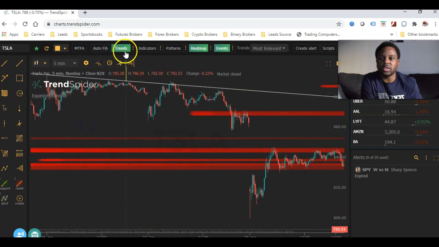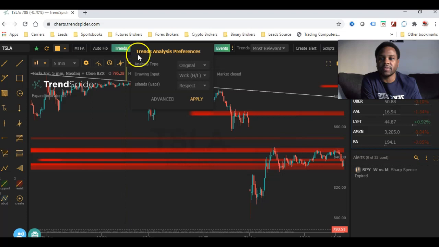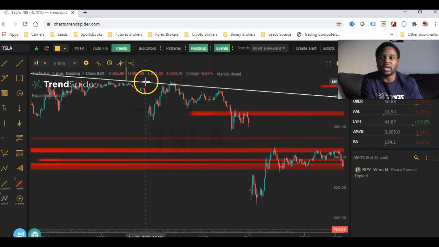Trends, as you can see here, are pretty much different trend lines, and the trend lines are very smart. You can have it set to original, enhanced, or standard. Personally, I just go with original. Then you can have it respect either the wick, the high or low, or the body, from where the trend line will start. Then for gaps, it can respect or ignore the gaps within the market. If you want to respect them, just leave that on. And of course, you just hit apply.